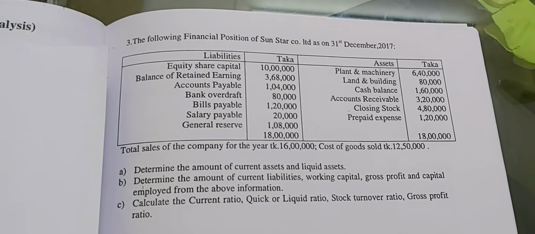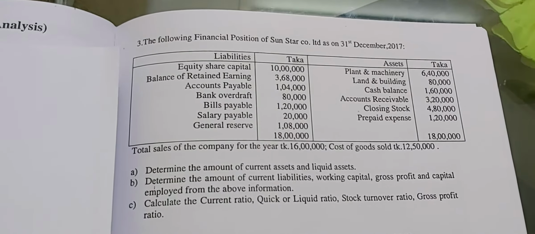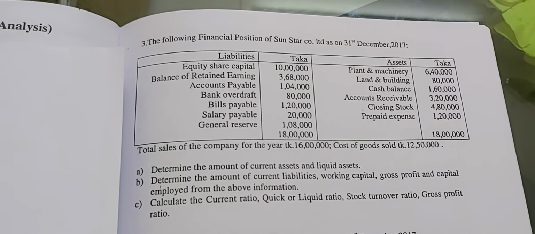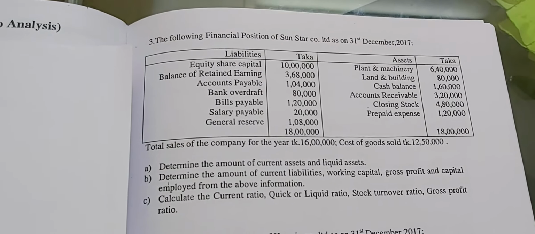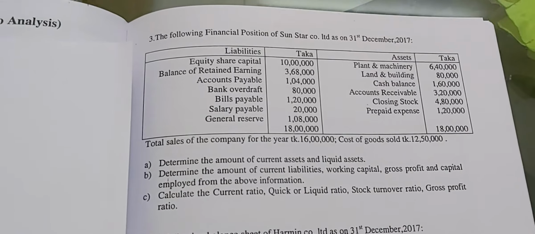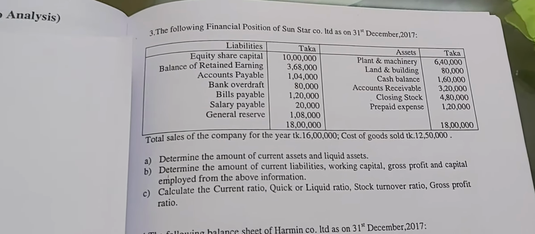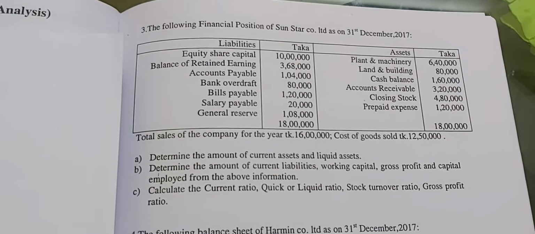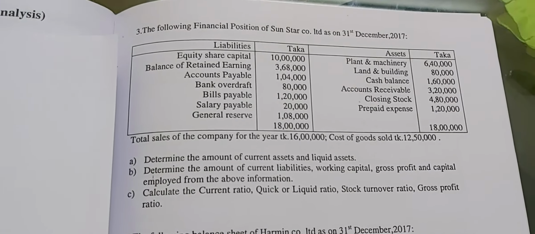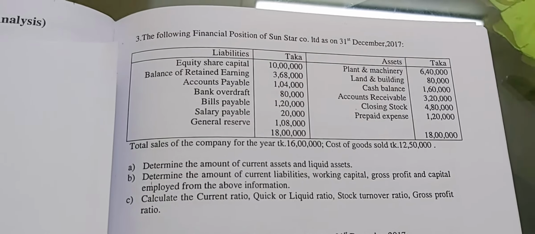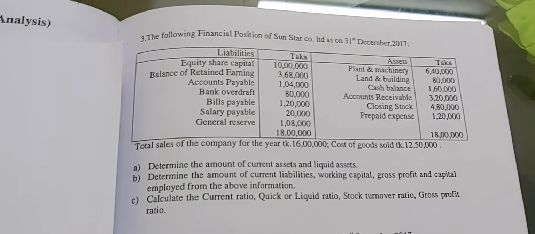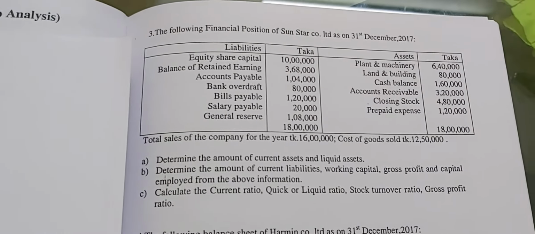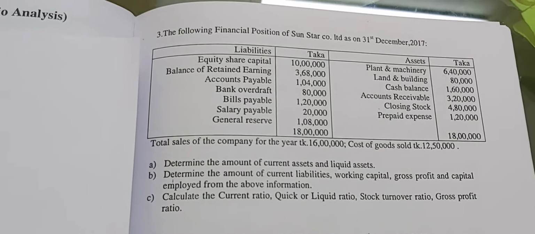Other information is available below the statement. Total sales of the company for the year taka 16 lakh. Cost of goods sold taka 12 lakh 50,000. From this stem you have to answer 3 requirements. Requirement A, determine the amount of current assets and liquid assets. Requirement B, determine the amount of current liabilities, working capital, gross profit and capital employed from the above information. Requirement C, calculate the current ratio, quick or liquid ratio, stock turnover ratio and gross profit ratio. This is the stem for solving the creative question.